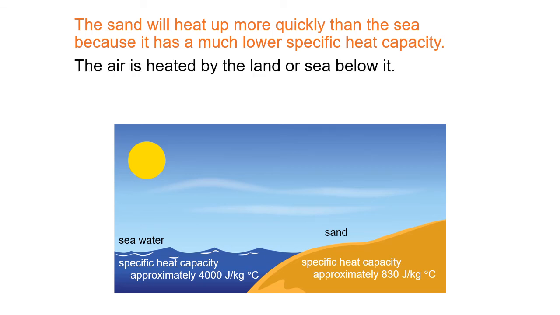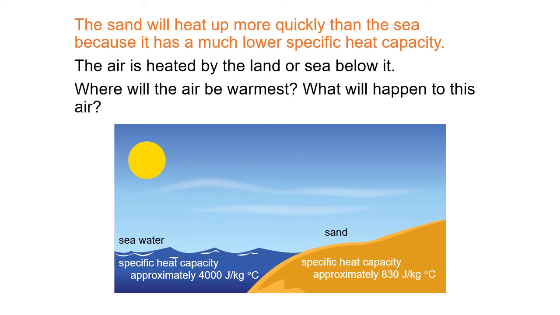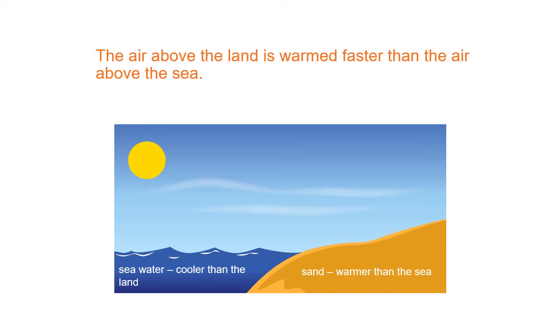The air is heated by the land or sea below it. As they heat up, they then release infrared radiation, which heats up the air. Where will the air be warmest? And what will happen to this heat? The air above the land is warmed faster because the land warms up faster.